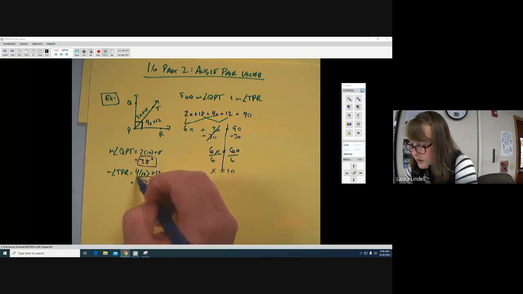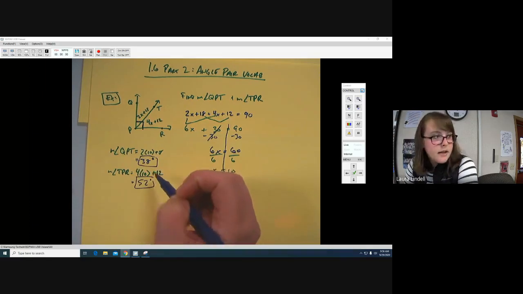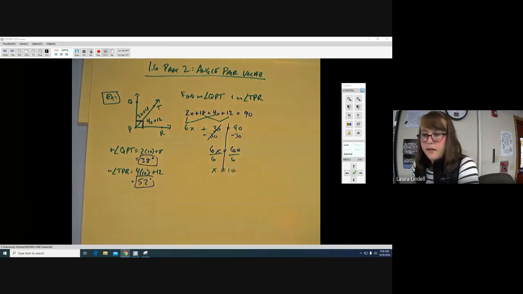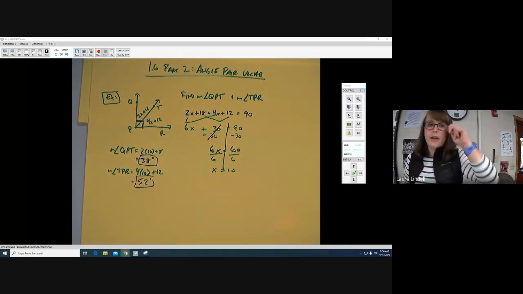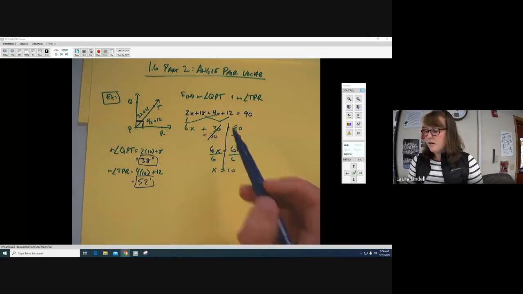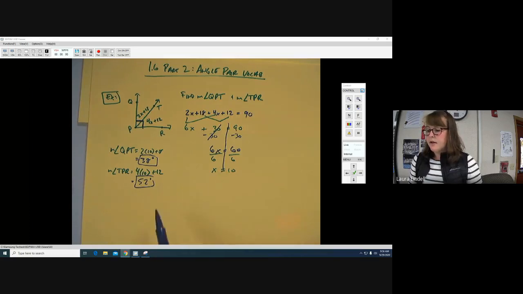And when you're done, an easy way to check yourself is that these two angles should add up to 90. And in this case, they do. If they don't add to 90 at the end, then something went wrong, either when you set up your equation or when you solved for x or when you plugged it in. Somewhere in there, something went wrong if they don't add to 90 at the end. Okay, so that's one type of question that we could see.